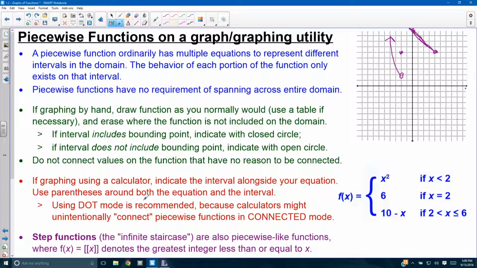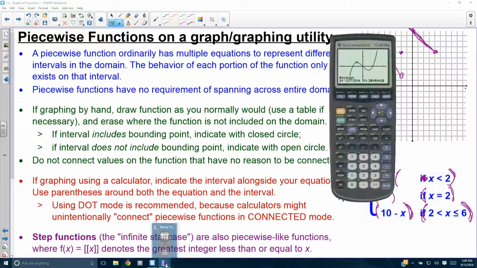So, graphing calculator, here we go. If graphing using calculator, indicate the interval alongside your equation. Use parentheses around both the equation and the interval. What does that mean? Well, I'm going to be looking at the y equals equations in my graphing calculator. I'm going to put parentheses around this term x squared. Then right next to it, I'm going to put parentheses, and right there I'm going to put x is less than 2. That would be my y1 equation. And I can do this one in y2 and y3 if I wanted to. I'm going to show it that way first. I'll tell you one issue with it, especially if you have a color graphing calculator. And then I'll show you a second way that kind of gets rid of that issue.